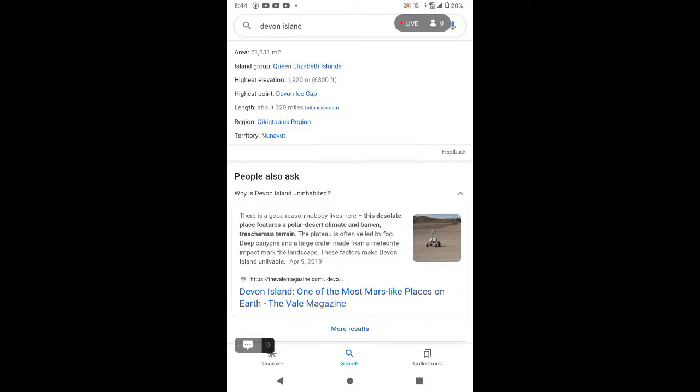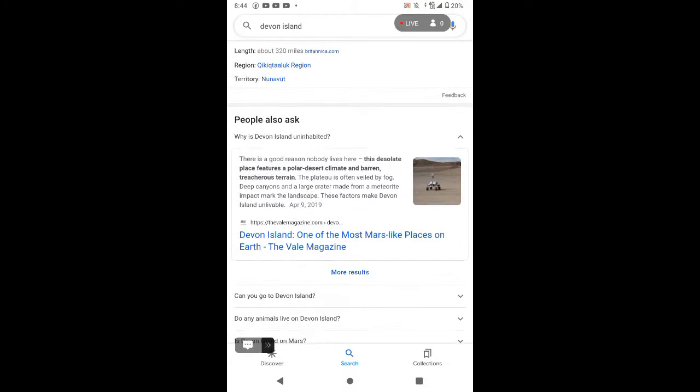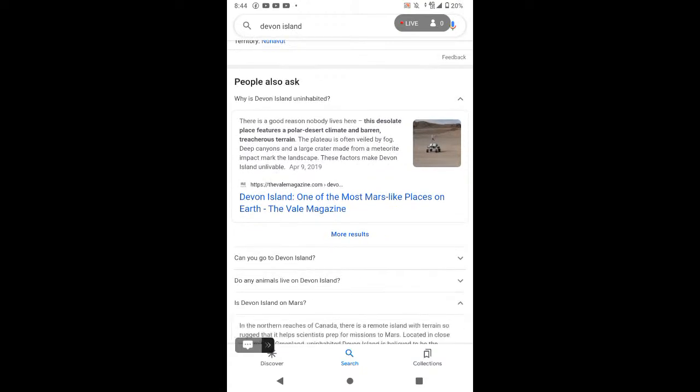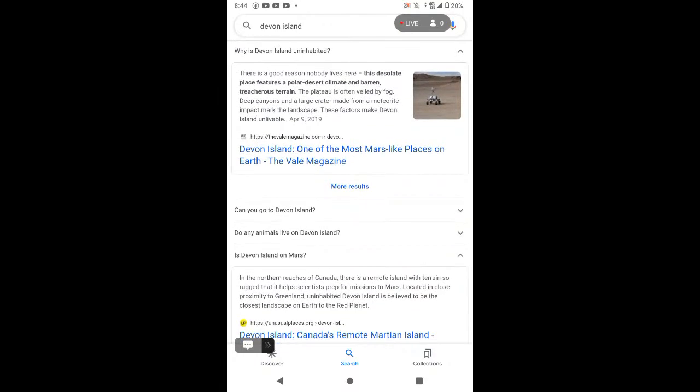Alright, so that's where the island is. And Devon Island, one of the most Mars-like places on Earth. That's Mars. It's supposed to be Mars.